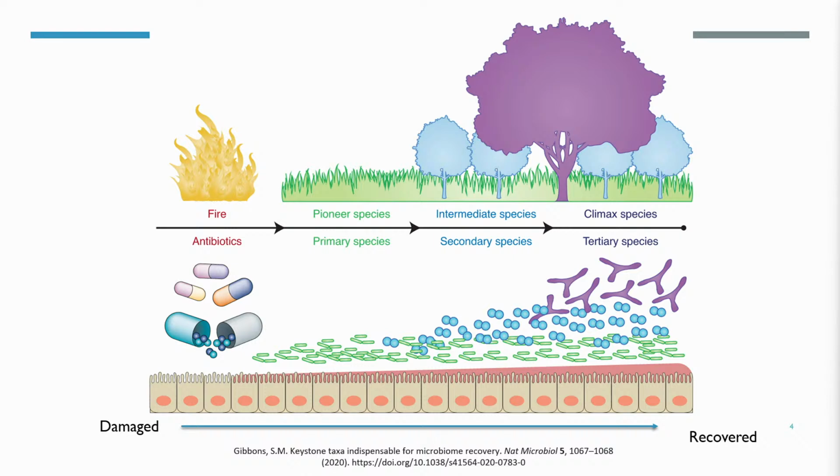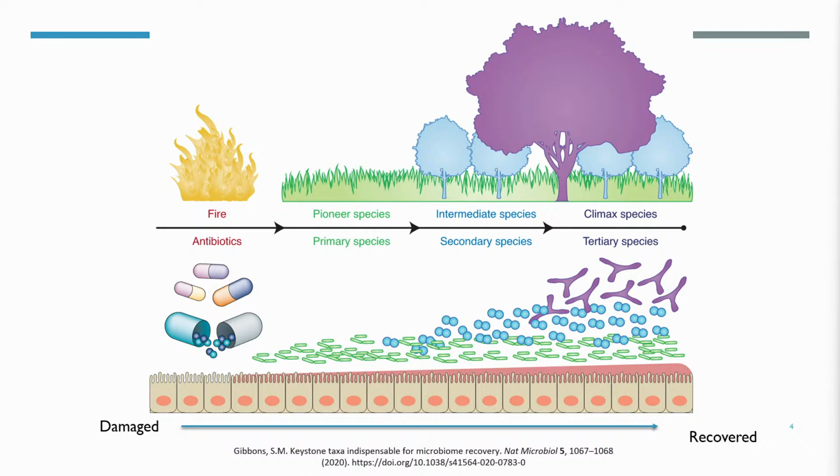So this is an example of something we call ecological succession. If you look up here at the top, if you have a community or an ecosystem, and that ecosystem, that forest, gets set on fire, that forest ecosystem has to recover from the fire. So this is the damaged state, and then over time the recovered state.